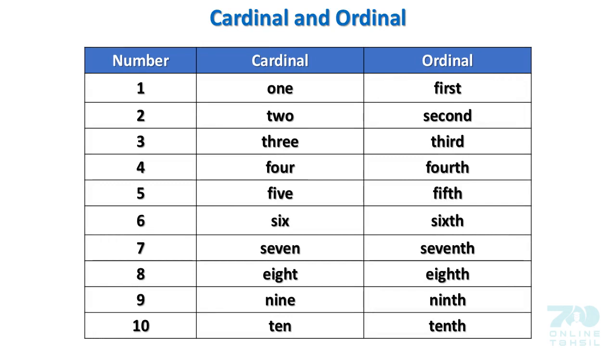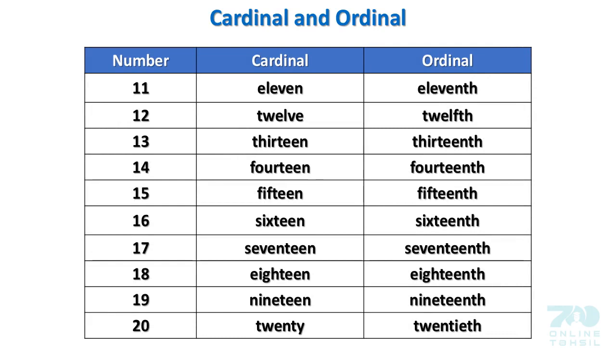Cardinal 1, ordinal first. 2, second. 3, third. 4, fourth. 5, fifth. 6, sixth. 7, seventh. 8, eighth. 9, ninth. 10, tenth. 11, 11th. 12, 12th. 13, 13th. 14, 14th. 15, 15th. 16, 16th. 17, 17th. 18, 18th. 19, 19th. 20, 20th.